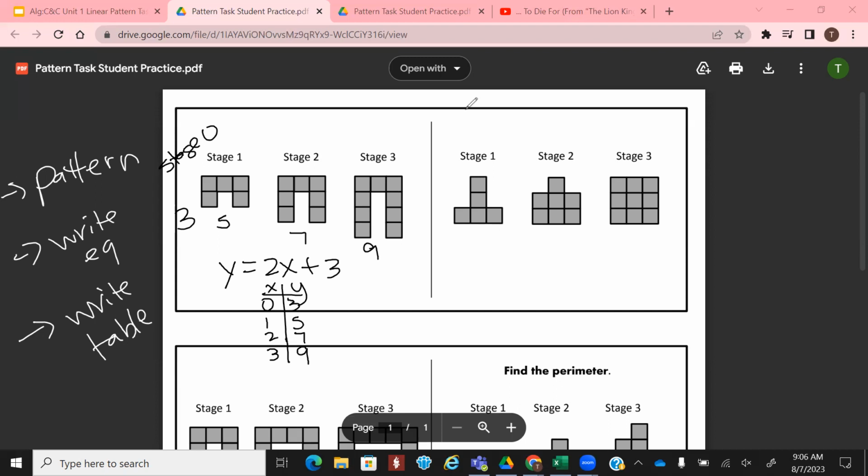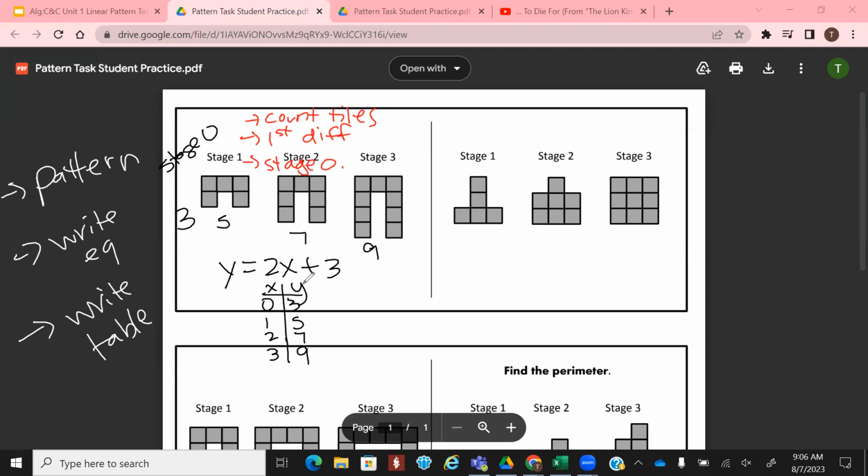For my people who like steps, because I'm a step person, that's what I like. The first thing I did was count files. Then I found the first difference. And then I found stage zero. And that helps me write that equation.